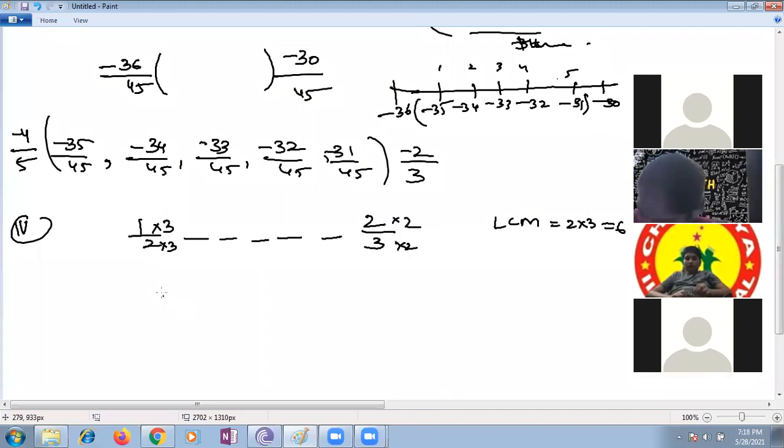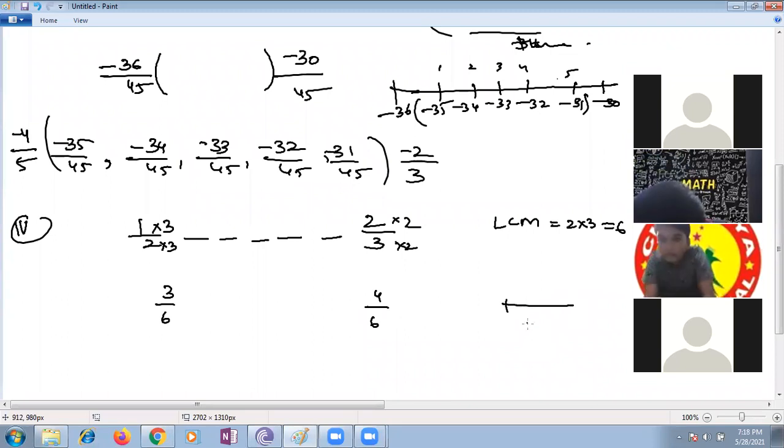Now you have to check. It's 3 by 6 and 4 by 6. Between 3 and 4 you have no numbers, right? Yes, ma'am. So what do you have to do now? Ma'am, now we need to take any table, like the 3 table, so you make your denominator 12. So you go with the two table: 3 twos are 6, 4 twos are 8. Between 6 and 8 we are getting only one rational number, 7. So it does not satisfy our needs.